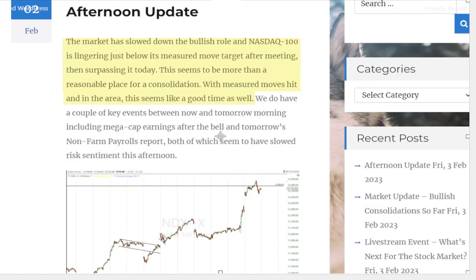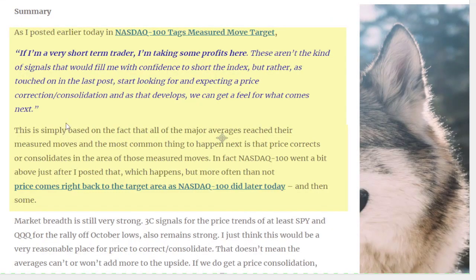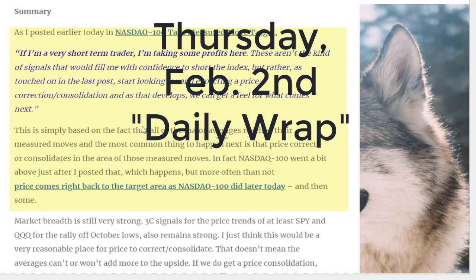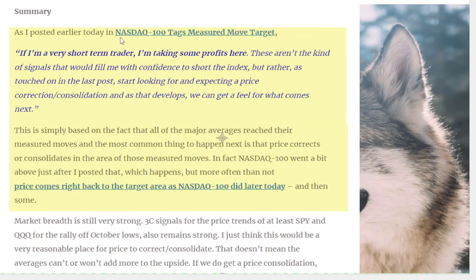And this is the last slide of that whole thing. This is from the daily wrap that night, Thursday night. As I posted earlier today in the NASDAQ 100 tags measured move target post.